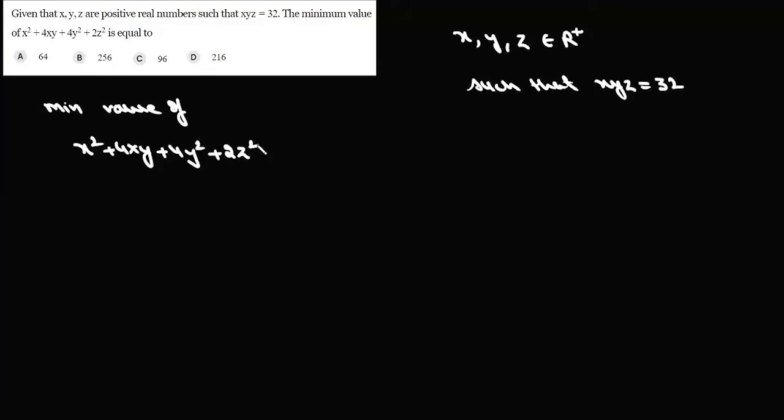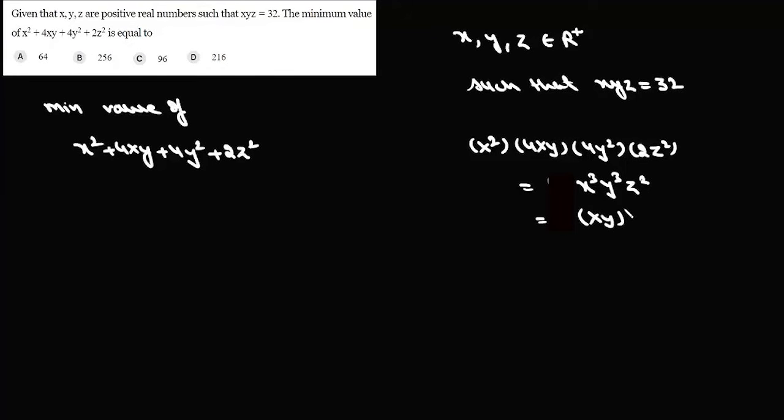Now clearly we know we have to find the minimum value of a sum, and we are given something of this product XYZ. So we have to use AM and GM. But the problem here is, if we want to multiply these 4 expressions, then we get X square into 4XY into 4Y square into 2Z square, and then we'll have X cube, Y cube and Z square. So we'll get this expression as X cube Y cube into Z square, but we are given that X into Y into Z is constant.